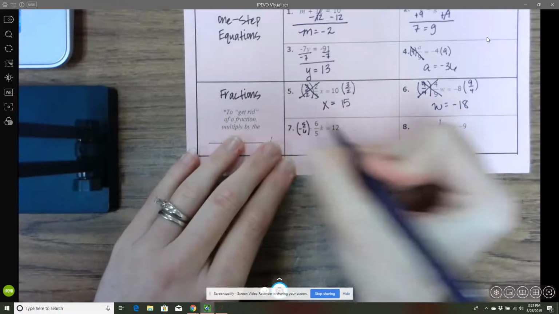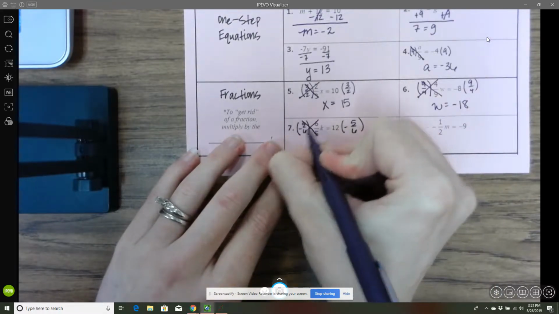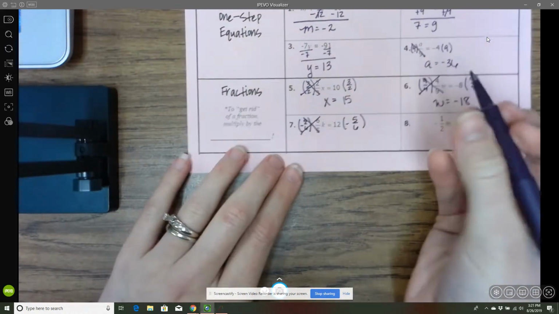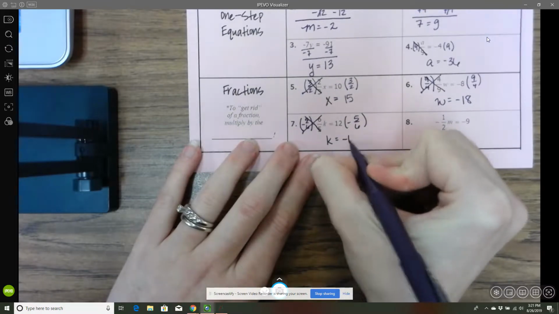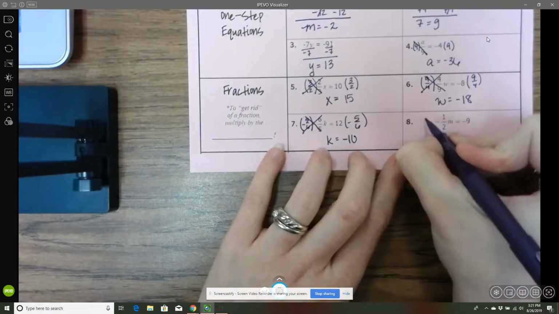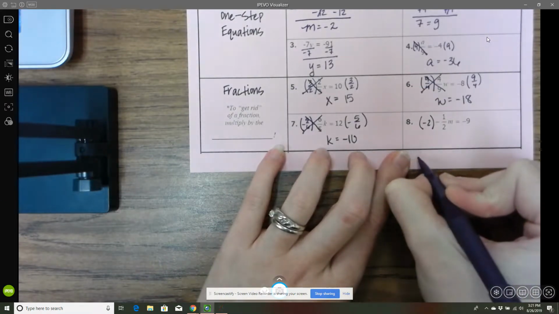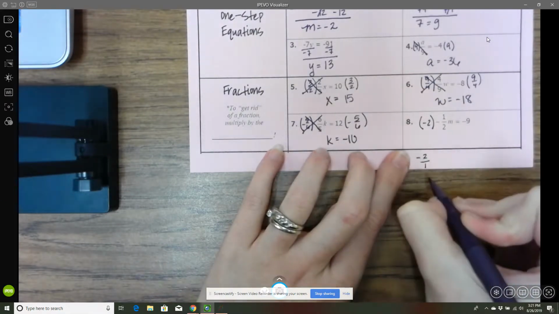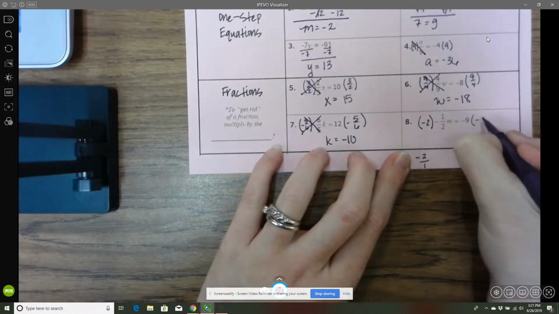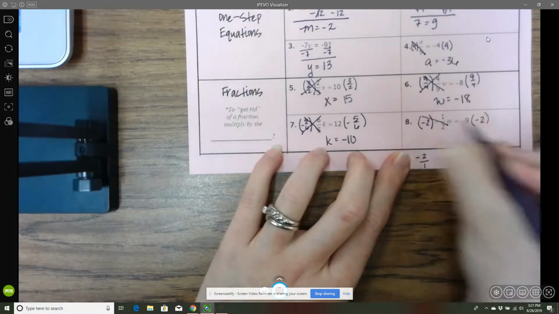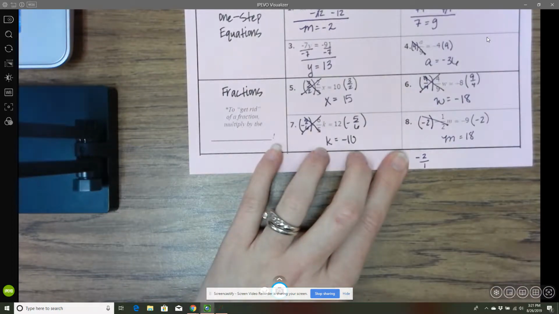So again, the reciprocal would be -5/6, so these would cancel, and 12 times -5/6 would give me a -10, and then the same thing here. This time I'm just going to multiply by a -2, because the reciprocal would be -2 over 1, but again, if we have it over 1, it's the same as just the numerator. So this cancels, so m would equal +18.